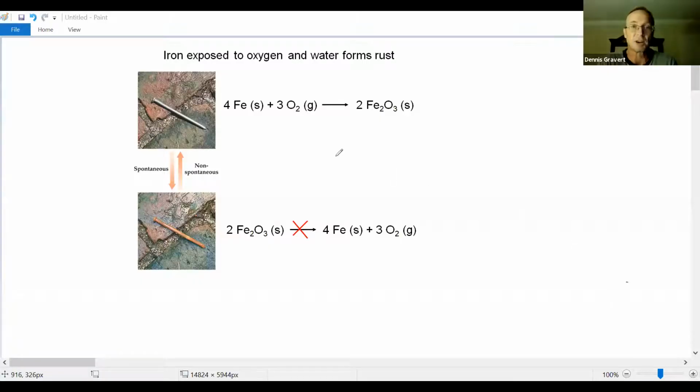Oh, forgot to show this part. Actually, no, we can tie it in right here. So there's a nail, nice clean nail, leave it outside for a while and it turns to rust all by itself, going from top to bottom, spontaneous. But we never see a nail just naturally unrust and turn back to pure metal. No, that's non-spontaneous.